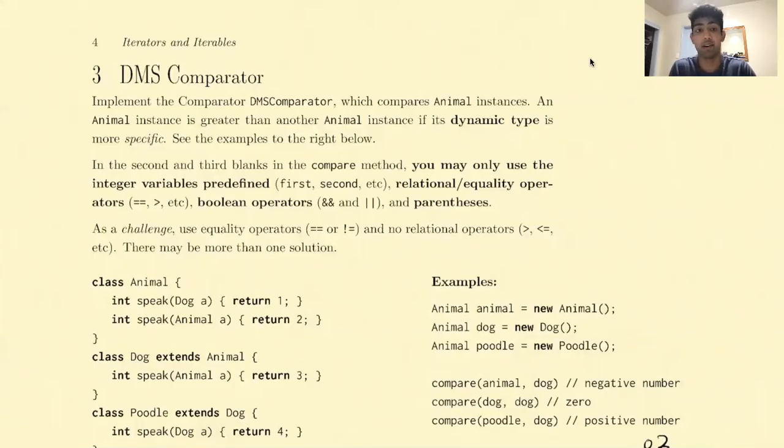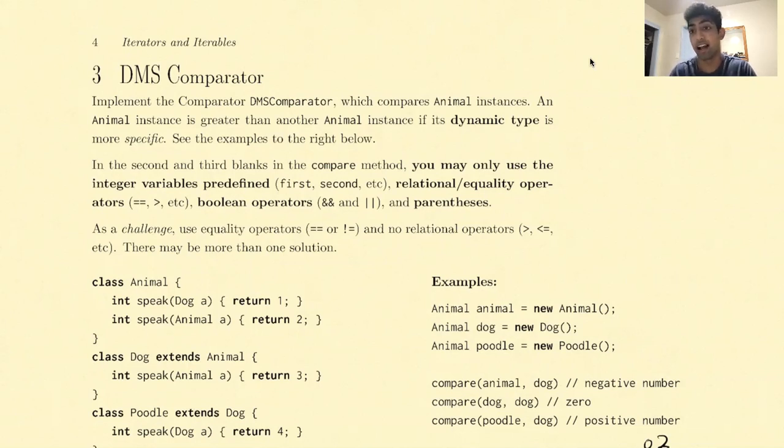Hi everyone, this is going to be a video walkthrough on problem 3 on the CS621B Spring 2021 exam prep worksheet number 5, which covers iterators, iterables, and a bit of DMS and comparators, which this last question is about. Okay, so quick preface, this problem is particularly difficult, especially if you go for the challenge solution, which is what I'll be covering in this video.